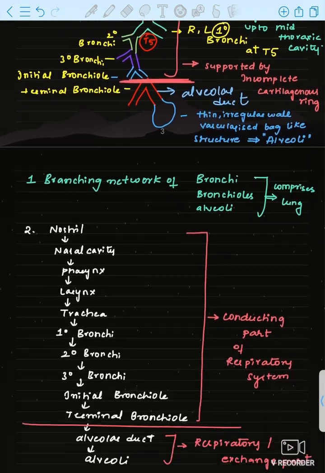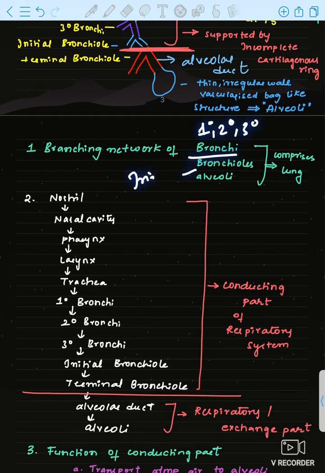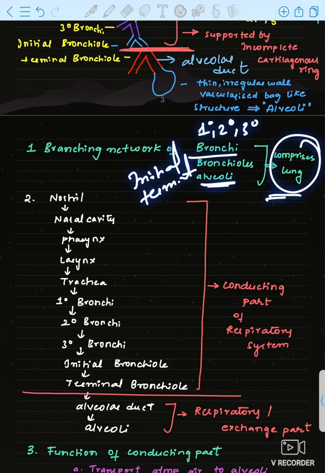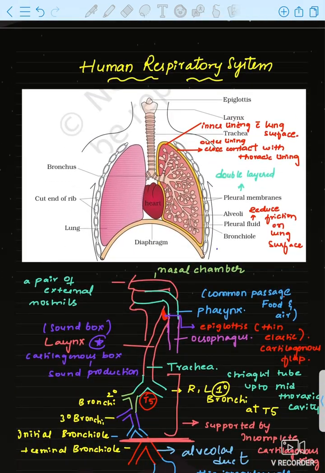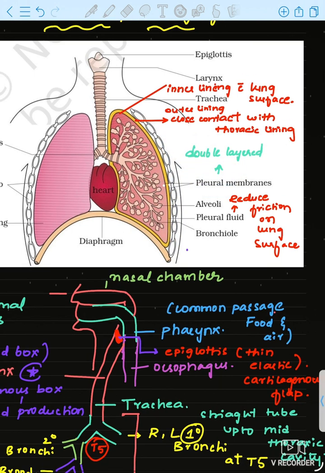That is what it is said here. Bronchi, primary, secondary, tertiary, bronchiole, initial and terminal, and alveolar duct and alveoli comprise the lung. It is a branching network. One more thing I have to say is here, lung is covered by two membranes, a double layered membrane, that is the pleural membrane. Okay, between two membranes there is a pleural fluid.